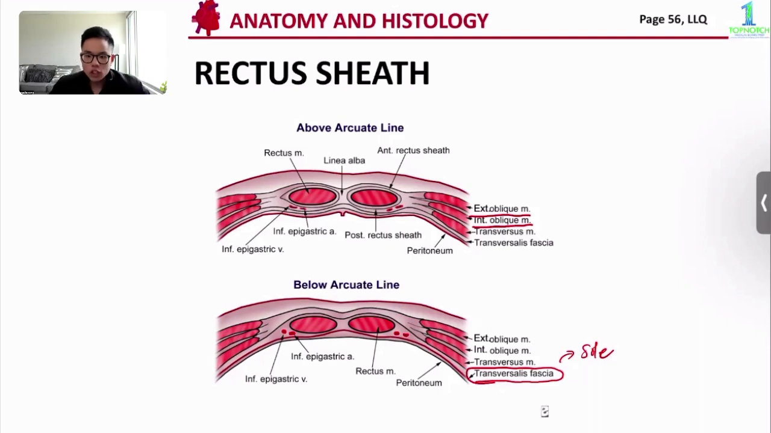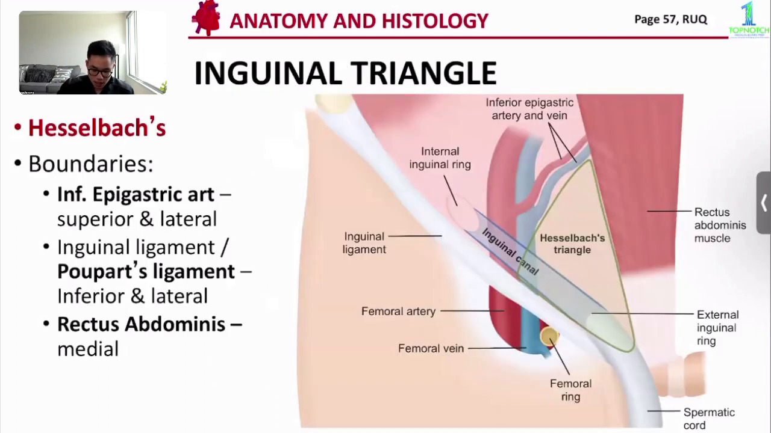Okay, so the most posterior portion, anything below the arcuate line, would only be your transversalis fascia. Now, the inguinal triangle is also known as your Hesselbach triangle, and there are different boundaries that students sometimes have a hard time remembering. But you always have to remember or look at pictures in order to memorize this. Let's say for this inguinal triangle, the inferior epigastric artery, which is this area that I'm highlighting, is the superior and lateral border to it.